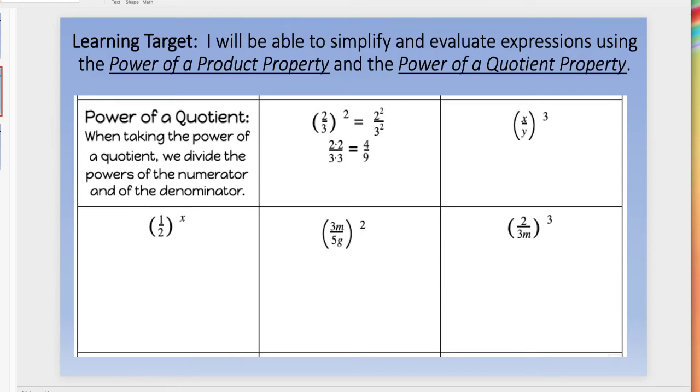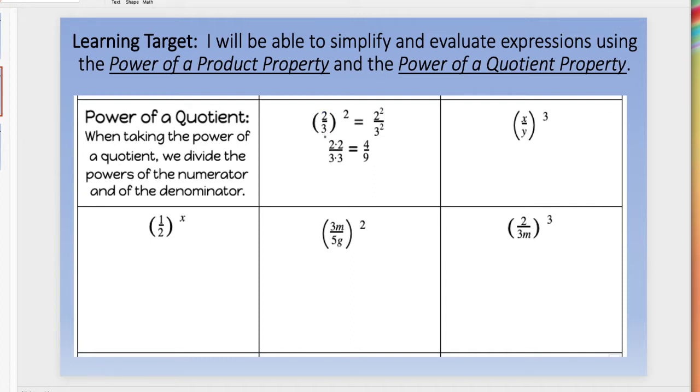Now let's look at the power of a quotient property, which is very similar to the power of a product property, except this time inside our parentheses we usually have a division problem instead of a multiplication problem. Hence that word quotient, because we know the quotient is the answer to a division problem. So let's look at this first example that's been done for us.